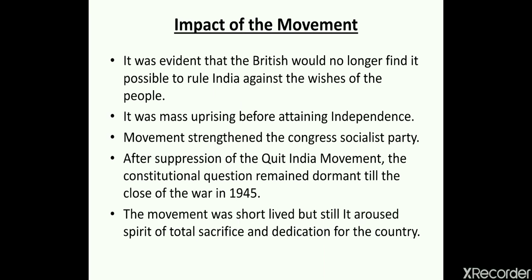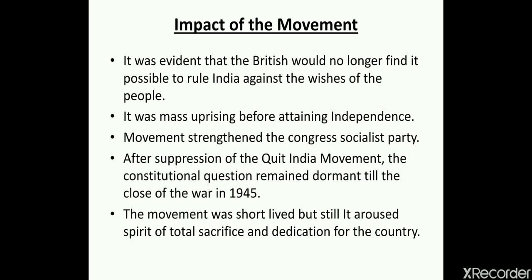The movement strengthened the Congress Socialist Party. And after suppression of the Quit India movement, the constitutional question remained dormant till the close of the war in 1945. So till 1945, after the movement's suppression, no other political incident took place. Okay, so the movement was short-lived, but still it aroused a spirit of total sacrifice and dedication for the country. So love for the nation was still prevailing in the country, and people were ready to sacrifice their lives for the country. So that was the Quit India movement, children.